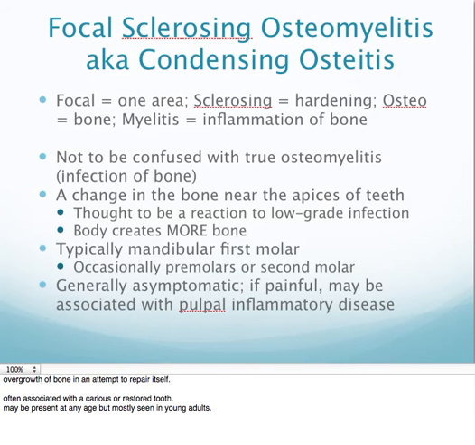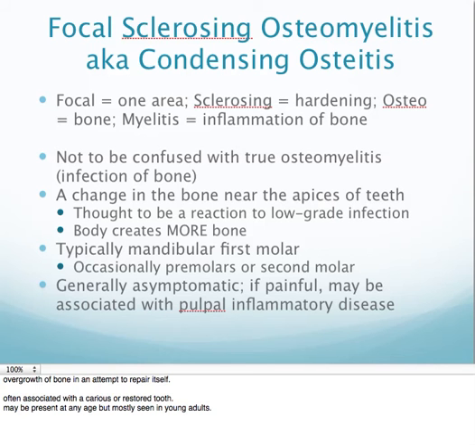Okay, focal sclerosing osteomyelitis. Focal means one area, sclerosing means hardening, osteo means bone, and myelitis means inflammation. So, basically, focal sclerosing osteomyelitis is one area of bone that is hardening due to inflammation. So, this is not to be confused with true osteomyelitis, which is an infection of the bone. This is different. This is changes of the bone near the apices of the teeth due to inflammation.